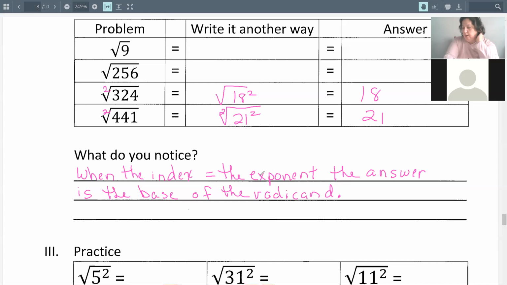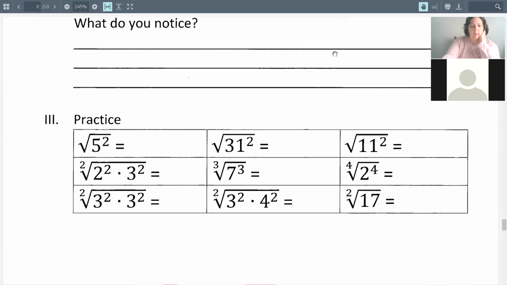And we're going to be using this for each part of the prime factorization shortly. But let's do a few other shorter examples to get you to notice that when the index and the exponent are the same, the answer is the radicand. Here the exponent is 2, the index is 2, so the answer is 5. Here the exponent is 2, the index is 2, the answer is 31. And the square root of 11 squared is 11.